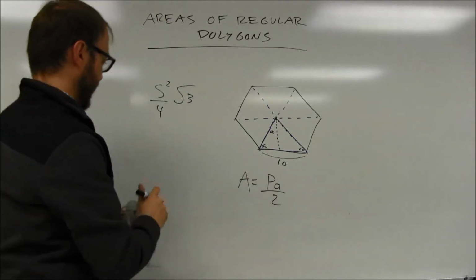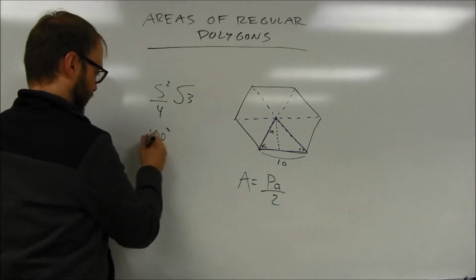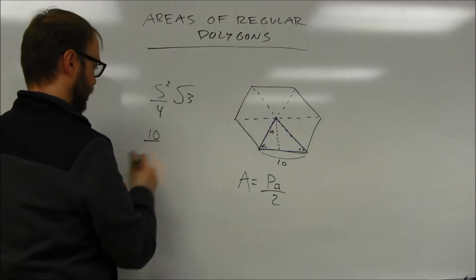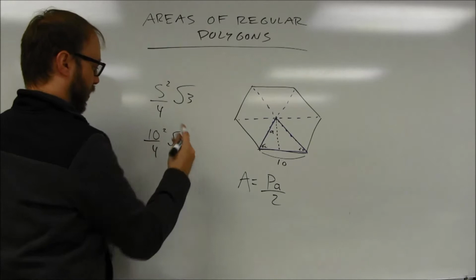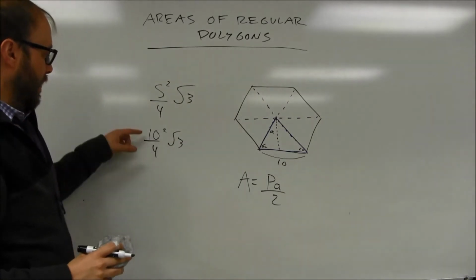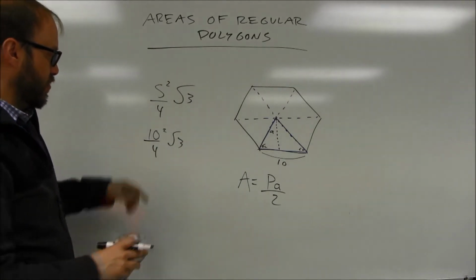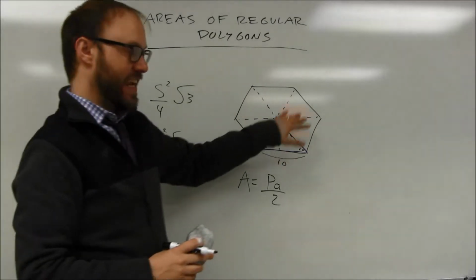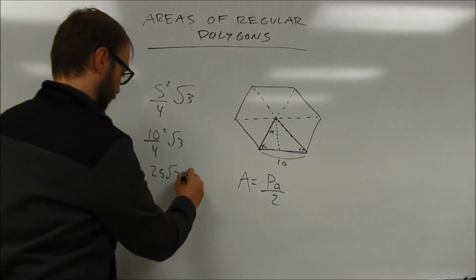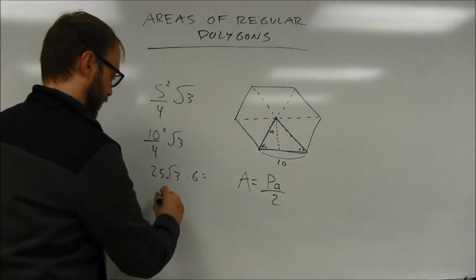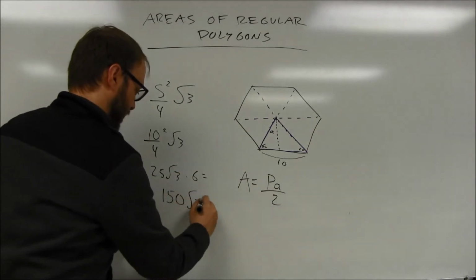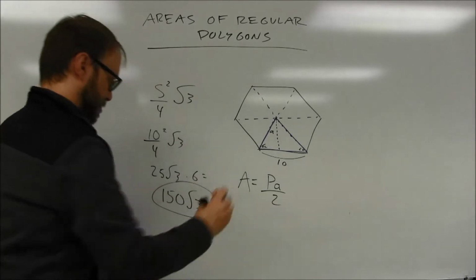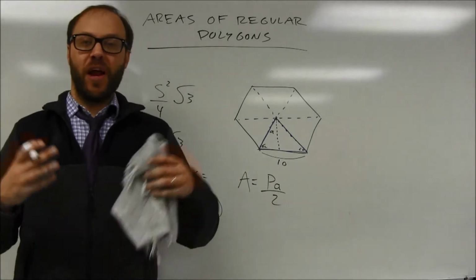So in this particular case, a side length is 10. You can square it, divide by 4, multiply by radical 3. That's going to be 100 divided by 4, which is 25 radical 3. Okay, there are 6 equilateral triangles as you go around here. So if you multiply 25 radical 3 by 6, you get 150 radical 3 square units, and you're done. Okay, great way to do this.